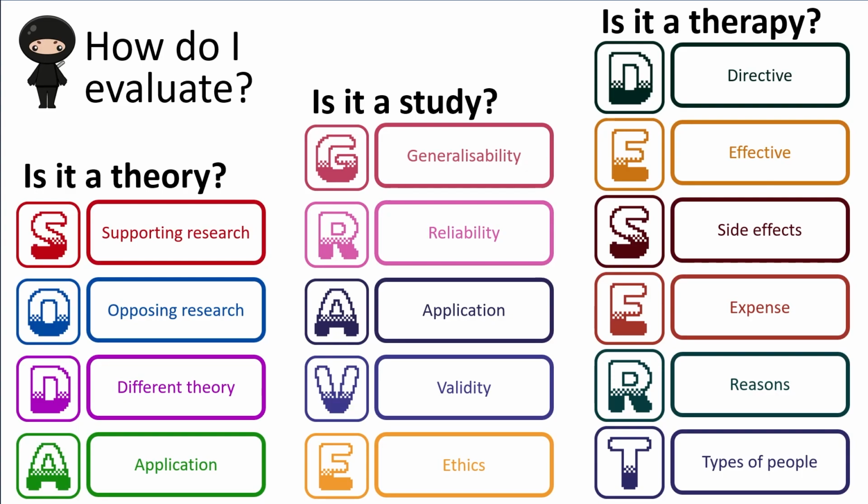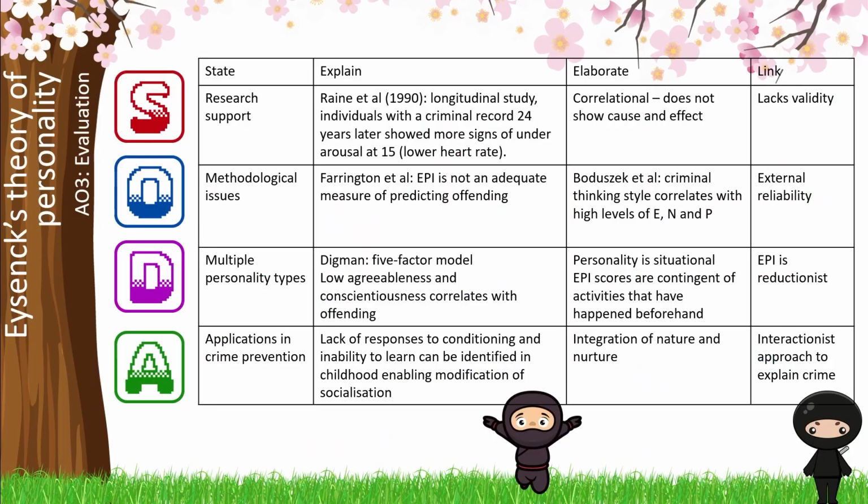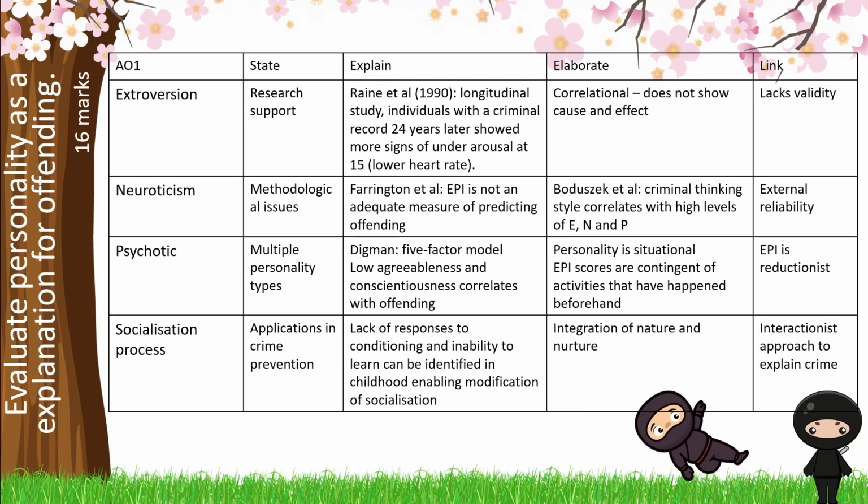Well, personality and our specific Eysenck's theory is just that. It's a theory, and so we're using SODA to evaluate. We're ensuring that we develop logical chains of reasoning by having arguments and counter-arguments throughout. Don't forget those mini conclusions in order to have a balanced argument and show those logical chains of reasoning, forming final judgments. The highest tariff question that we'll get for our optional unit is 16 marks.